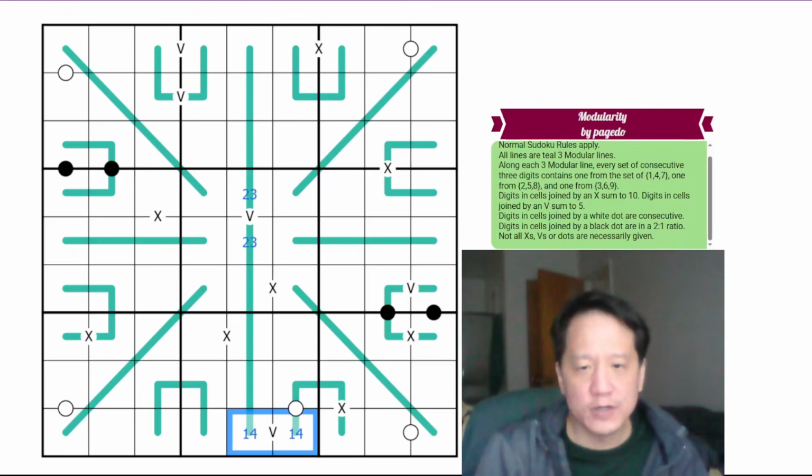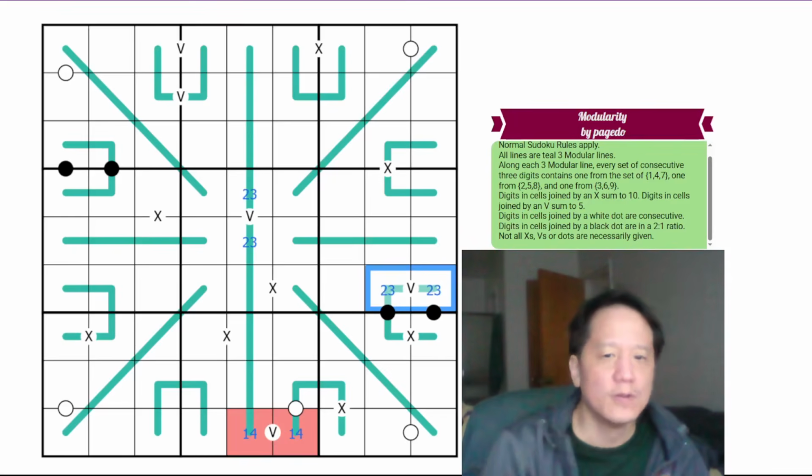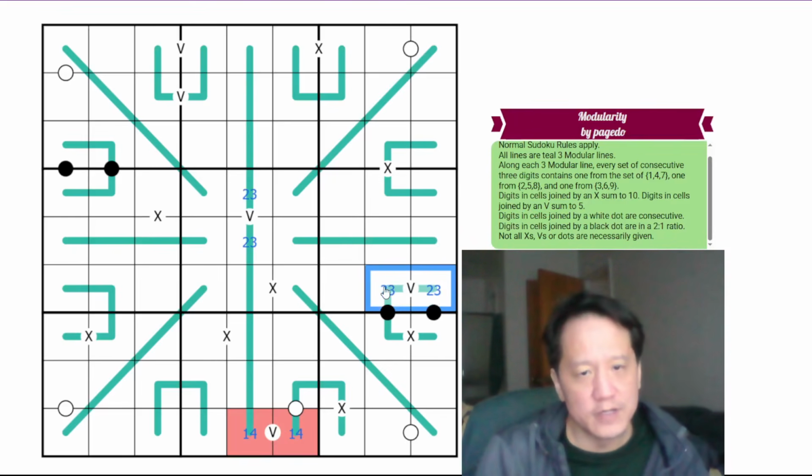So let's mark these as certain modulars. I'm going to use red for 1 modulo 3, yellow for 2 modulo 3, and blue for 0 modulo 3. So these are guaranteed to be red. These are 2 distinct different digits, so this must be 2 and 3, right? Because they cannot be consecutive with each other if they were 1 and 4. So this must be 2 and 3 as a pair.